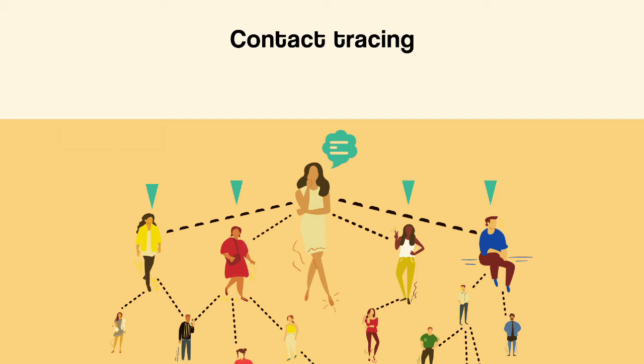Whoever came in contact with an infected person will get contacted by the government officials and they will be asked to quarantine. The purpose of this is to not spread the disease, to contain the spread of the disease. That is the purpose of contact tracing.